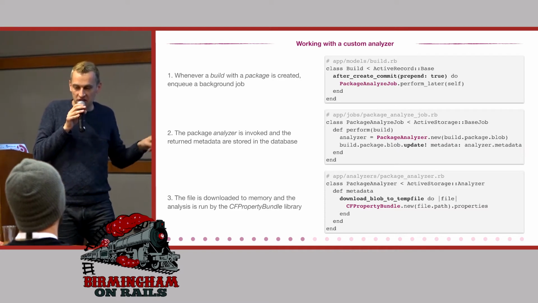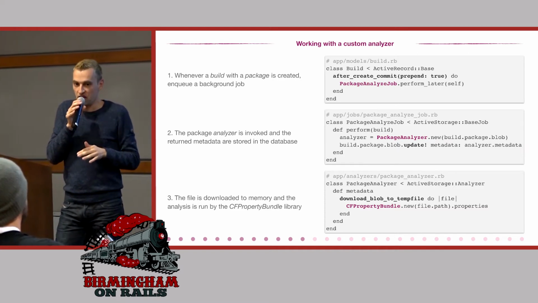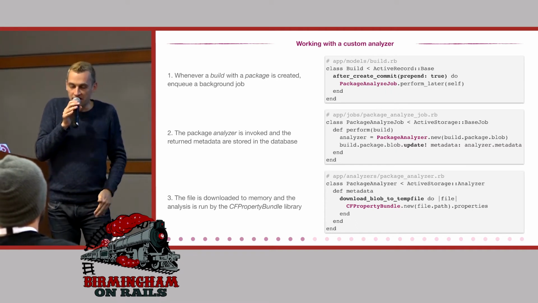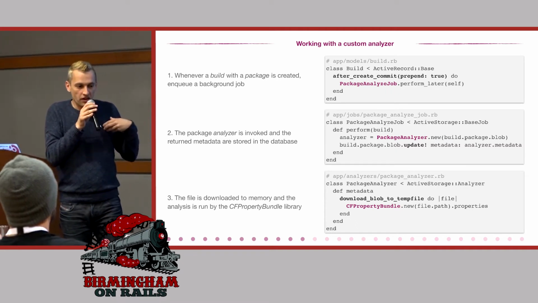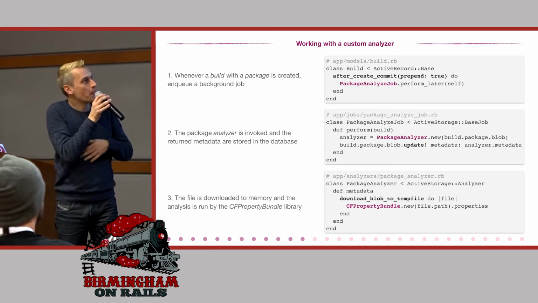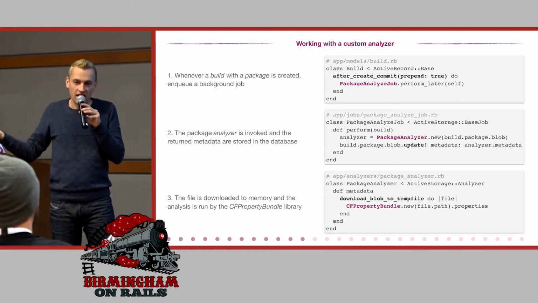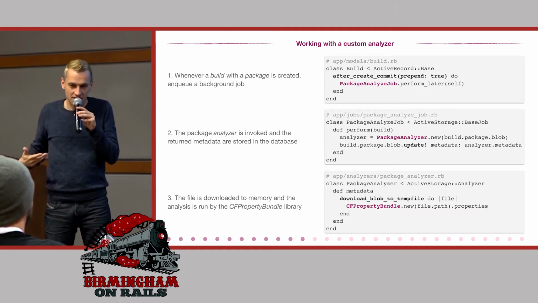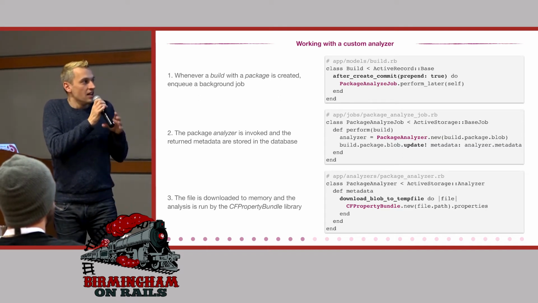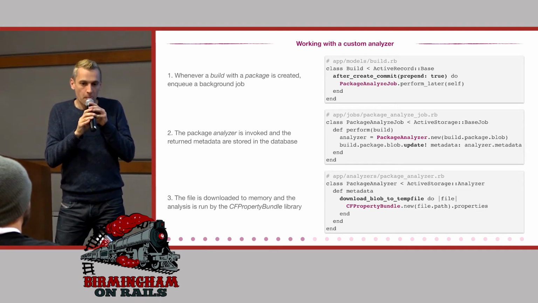This is not the Rails code anymore. This is the code of this application, but it follows a similar structure. First of all, whenever we create a build, after it's created, we call our own job. It's named PackageAnalyzeJob. When this job is run, we tell it to call our own analyzer. We already know it's a package. This is our app, so we only upload iOS packages. And whatever comes back, we store it in the database, just like before.